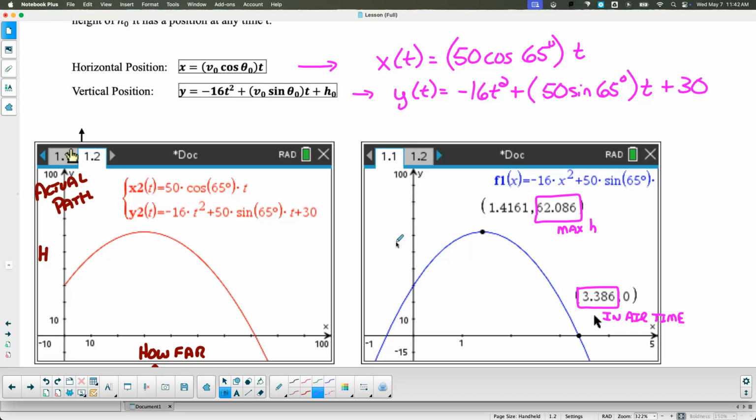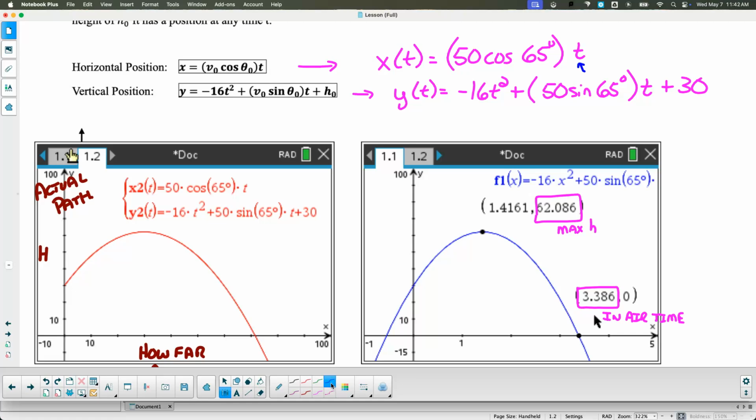What part of the parametric is the horizontal distance, or how far away the ball landed? X, right? What would I need to plug into X to find how far away the ball landed? Where would I plug it in for? T. I would plug this value here in for T right there, and that would give me the distance away that the ball landed.